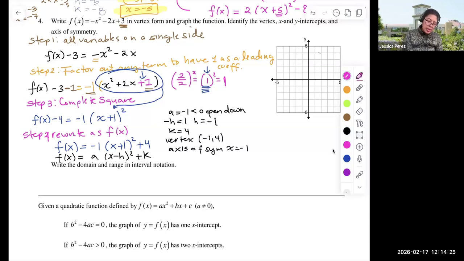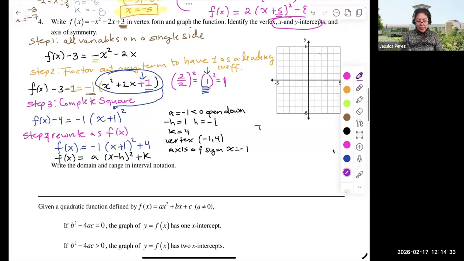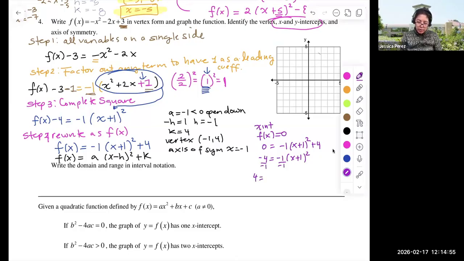Now I'm almost done. I still need to find the x and the y-intercepts. So let's go ahead and do that. So then the x-intercepts, you find f of x is equal to 0. So 0 is equal to -1, parentheses x plus 1 squared plus 4. Bring the 4 over. -4 is -1 x plus 1 quantity squared. Divide by -1. Now I have 4 is equal to x plus 1 squared. Now take the square root of both sides. When that happens, I'm left with a plus and minus 2 is equal to x plus 1.